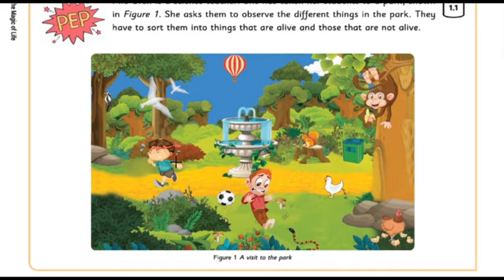First, let us see the living things here. This boy is a living being. This snake is a living being. The hen and chicks, the birds, the monkey, even the trees and plants are living things. What are the non-living things? The stone here is a non-living thing.